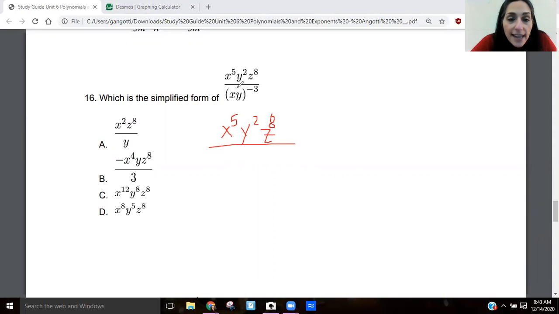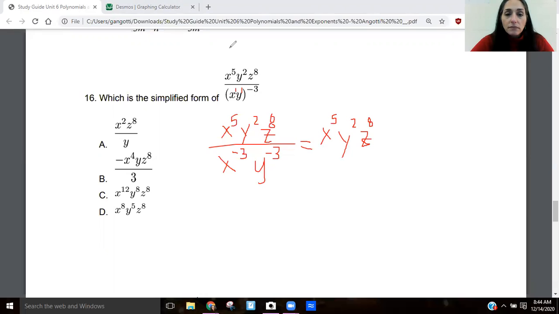All over. Now, this has a little 1 and this has a little 1. So this will be x to the negative 3rd. And this will be y to the negative 3rd. Okay? So you are going to keep, flip, change. Keep the top, x to the 5th, y squared, z to the 8th.